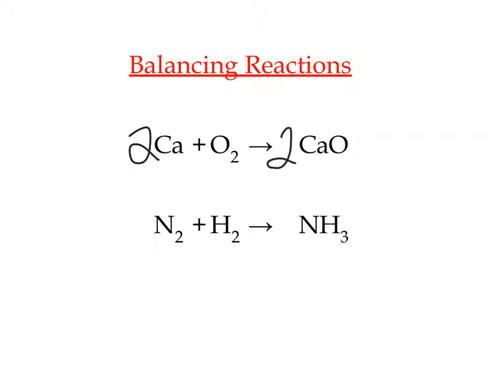Okay, so I have 2 nitrogens on the left, so I would need to put a 2 there. And I have 2 hydrogens on the left and now 6 hydrogens on the right. So I'd have to put a 3 there to get it to balance.